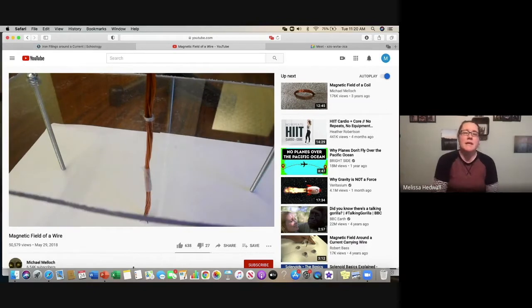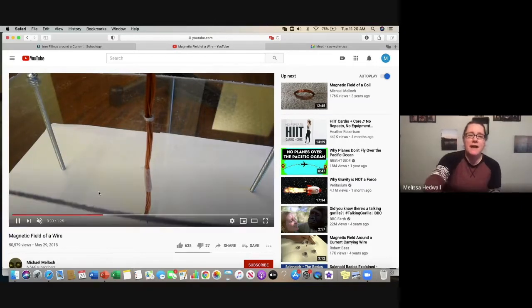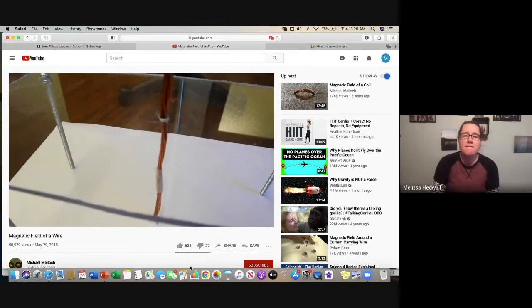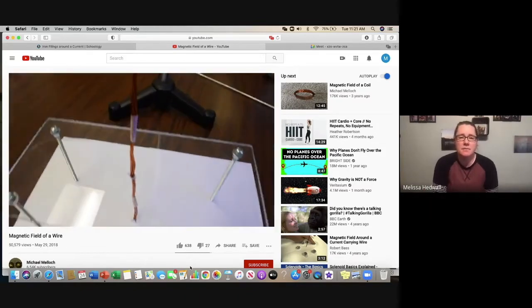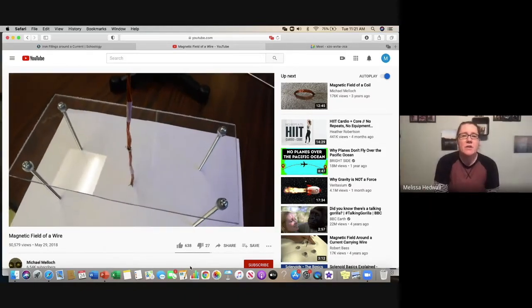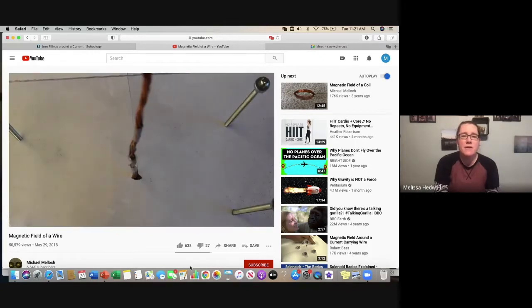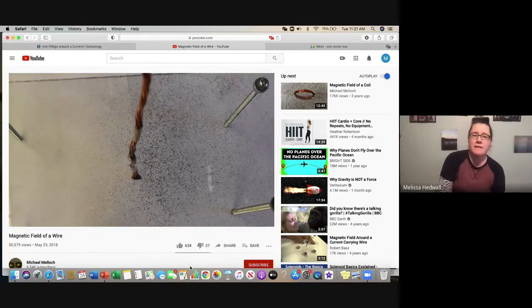You can see on here that he has a piece of plexiglass, and then there's a wire running through the top. That wire will have a current going through it, and it ends up being about 10 amps, as he describes. Then he's going to put iron filings on it, really fine iron pieces. He'll shake those on there, and then he'll run a current through it. When that current runs, the iron filings will respond to the induced magnetic field that's being created.